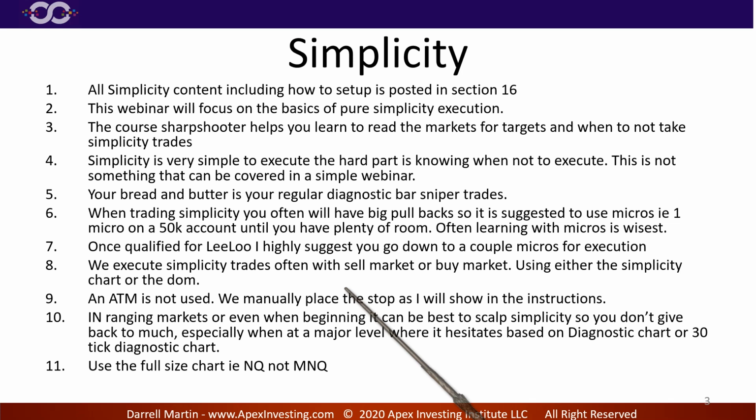Again, that's why I like to use my DOM. I use my DOM to place my trades. I use the chart to watch, even if I'm doing micros. Okay? Does that make sense to everybody? So even if you're trading MNQ, use your DOM. Or, you could have two charts open if you wanted to, but it's a lot less space to use a DOM.